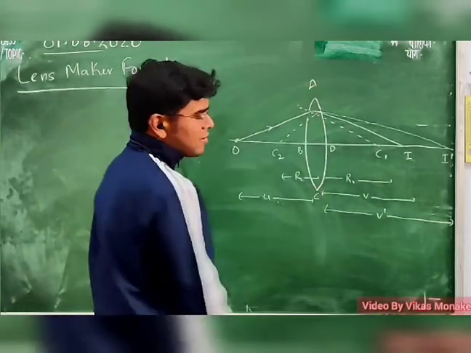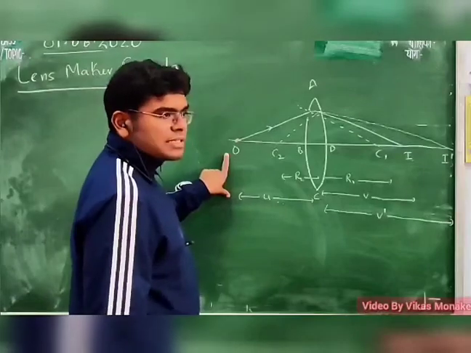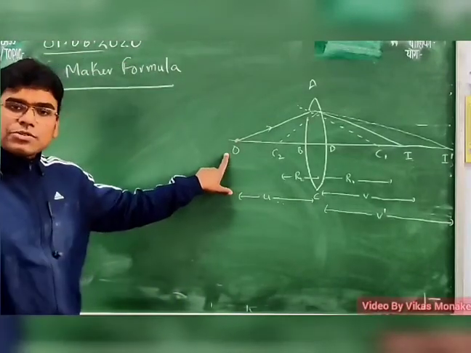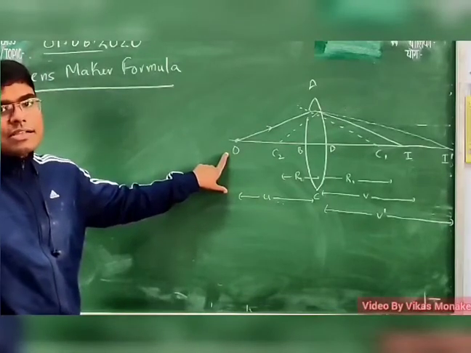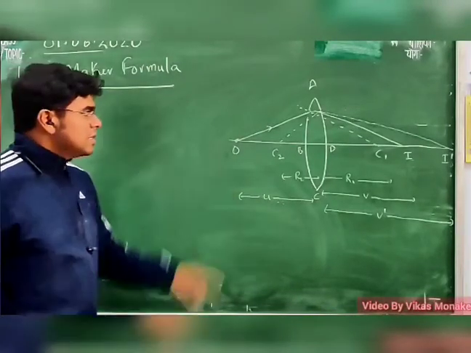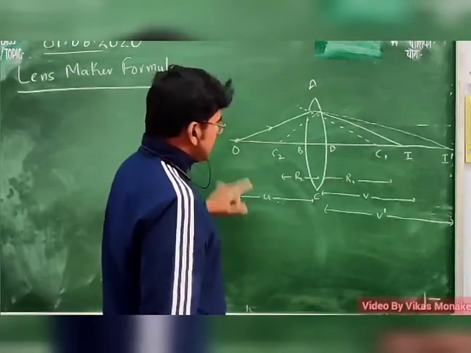So this is a convex lens that we are considering. A point object is kept on the principal axis. Some assumptions are there: the object should be a point object, the lens should be thin, and as usual the rays should be paraxial, not marginal rays. So the point object is kept at a distance u.